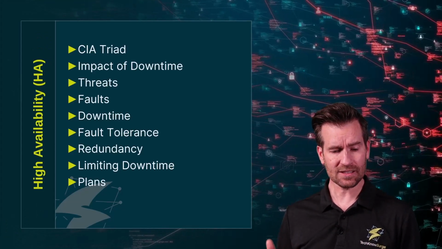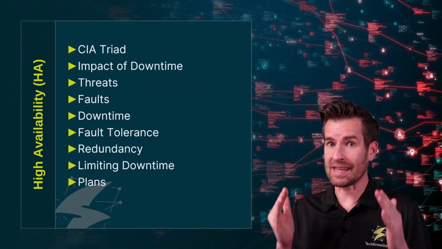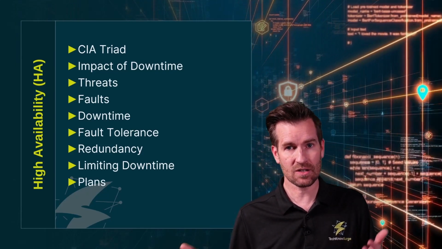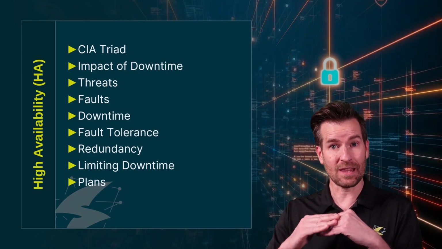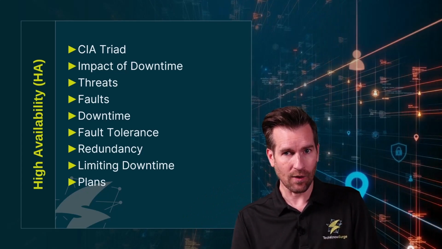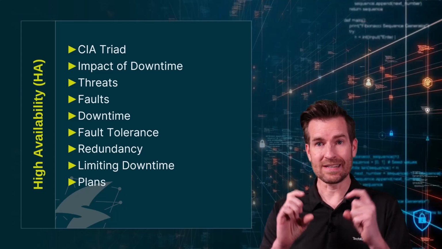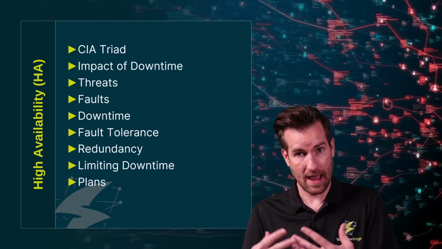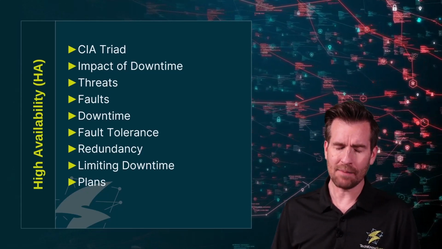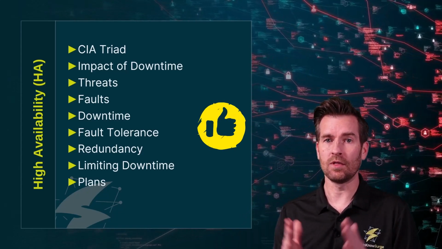In this video, we started out with just a brief mention about the CIA triad. Then we got into the impact of downtime, whether it be a loss of revenue, loss of reputation, loss of customers. We got into some of the threats that would cause downtime. We talked about faults and how they can cause downtime. We got into fault tolerance. We got into redundancy and how it can be a solution for fault tolerance. We talked about limiting downtime and wrapped up with talking about different plans that we could have in place that would limit downtime.